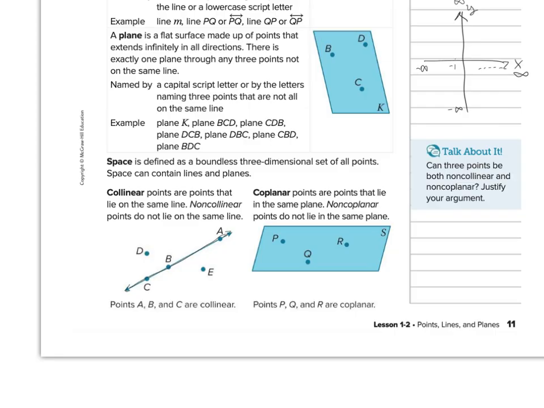Coplanar, the same thing. We have what is presented here as possibly plane S or plane PQR, and these are coplanar because they all reside on the same plane. Now, if I had a point over here, point K, K is not coplanar. It does not exist on plane S, so that would be non-coplanar.